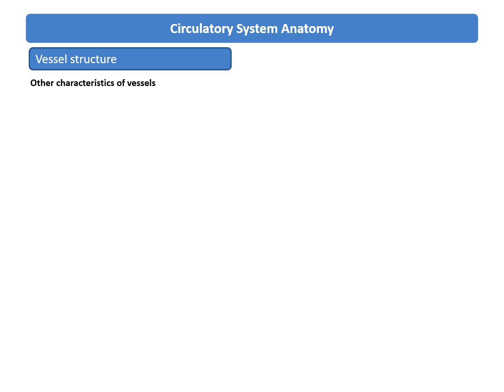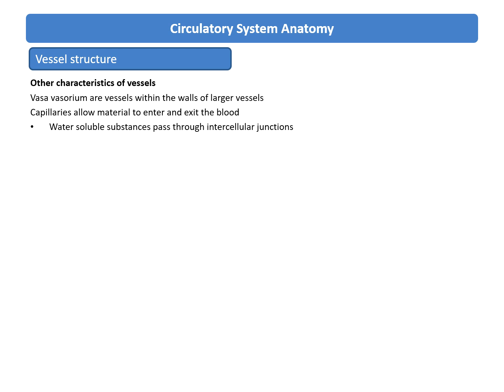Let's look at some other characteristics. The vasa vasorum are blood vessels within the walls of larger vessels. So you see, some of the big vessels need their own blood supply. Capillaries allow material to enter and exit the blood. Water-soluble substances pass through the spaces between the cells, the intercellular junctions. Lipid-soluble substances tend to pass directly through the endothelial cells, because remember, lipids dissolve in lipids, and cell membranes are made of lipids, the phospholipids.